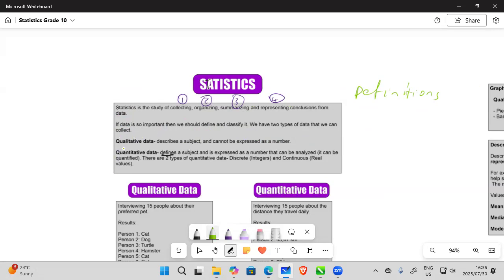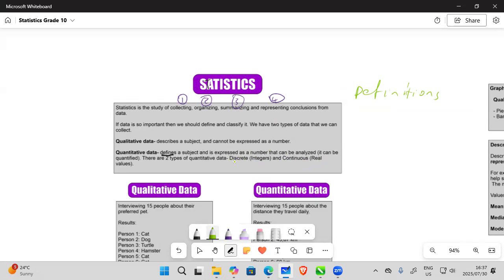Data is broken down into two categories, what we call qualitative data and quantitative data. Qualitative data basically describes a subject. It uses words. Quantitative data basically uses numbers. So we quantify, we're making use of numbers. And then quantitative data itself can be broken down into discrete and continuous. Discrete meaning integers like 1, 2, 3, 4, 5, and continuous meaning real values, like your fractional values. Right, you can see all these. This comes from number systems, integers and real values. Discrete and continuous comes from where? From functions.